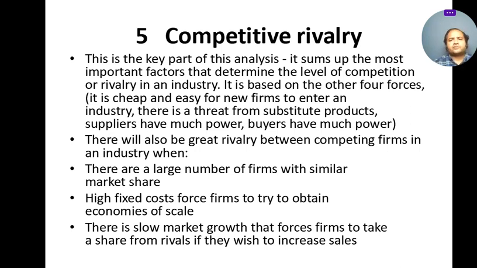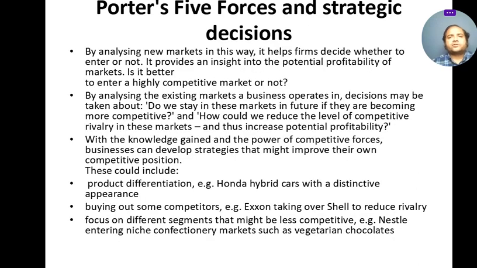There are a large number of firms with smaller market share and high fixed costs. Firms try to obtain economies of scale. As you remember, economies of scale is when average cost goes down, and large-scale firms easily adopt that. There is slow market growth that forces firms to take a share from their rivals, the competitors, and they will wish to increase sales. Five forces and strategic decisions.